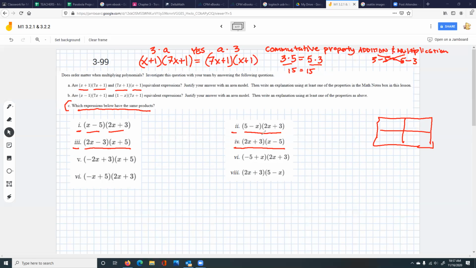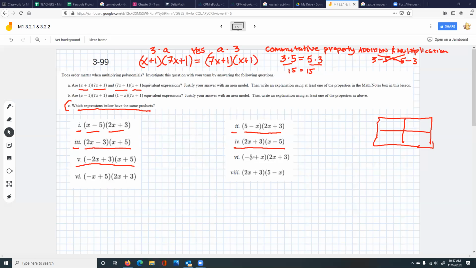Okay, so you're writing these down. Go ahead and write down 5. Negative 2x plus 3 times x plus 5. Is that the same as 3 or 4? I don't think so, right? Can we switch these around? No, that's not the same. But we'll write it down.